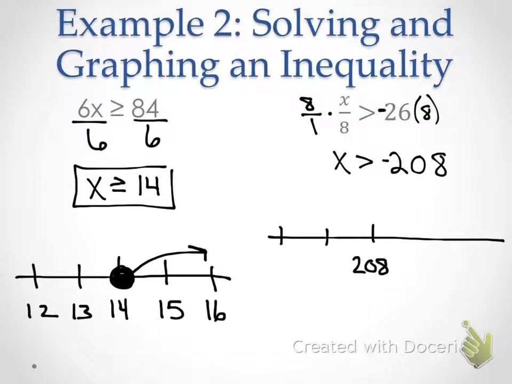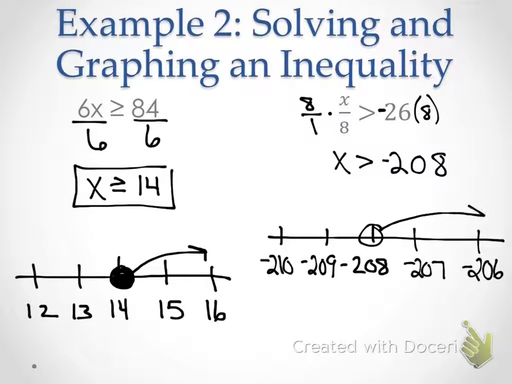All right, so now negative 208 is my solution. So what number comes directly to the left of negative 208? Negative 209. Remember, because it's negatives, I'm going farther away from 0. Negative 209, negative 210, negative 207, negative 206. Okay? Open or closed dot on negative 208? Open. And arrow going left or right? To the right, because it's greater than.